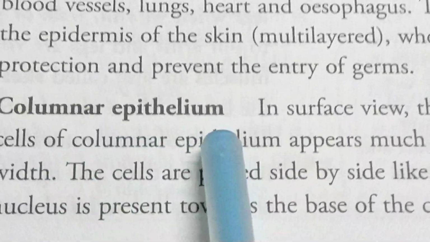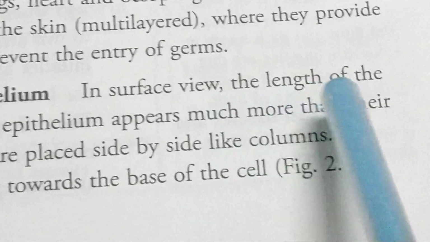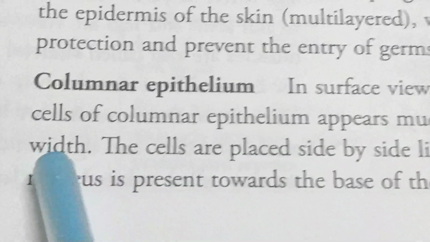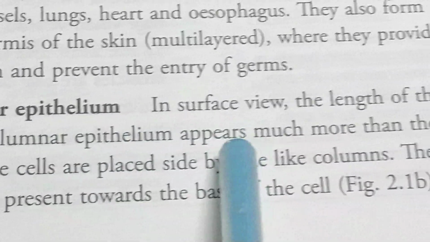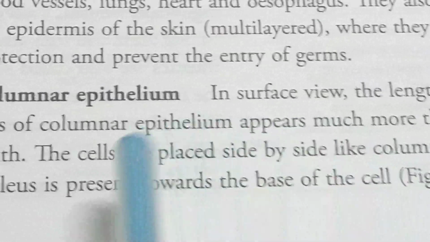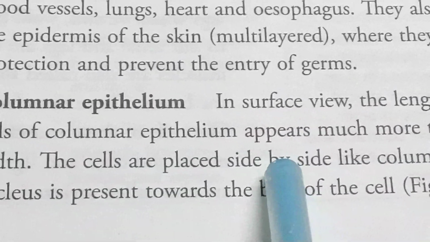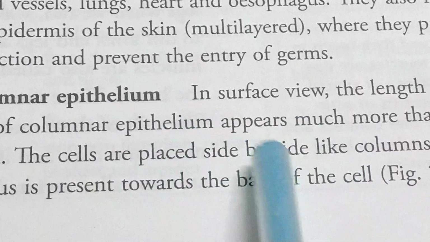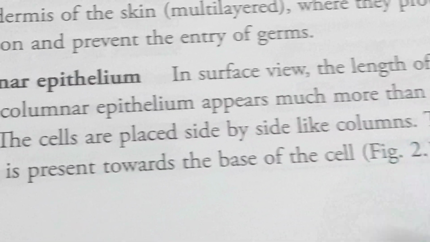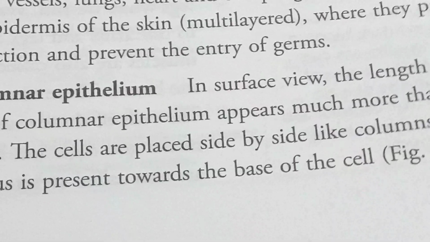Next, columnar epithelium. In surface view, the length of the cells of columnar epithelium appears much more than their width. So the length is much more than the width. The cells are placed side by side like columns. So cells are placed side by side like a column, because their length is greater than their width. The nucleus is present towards the base of the cell. The nucleus of the cell stays towards the bottom, that is, towards the base.